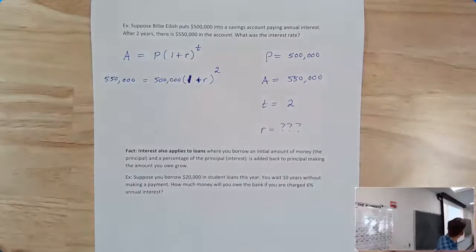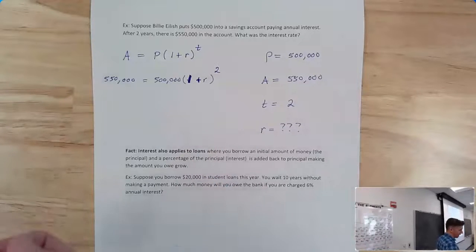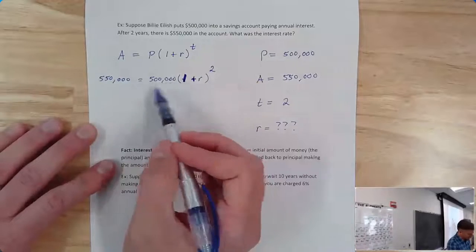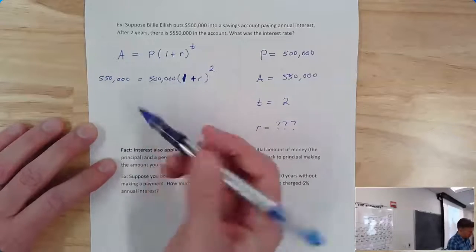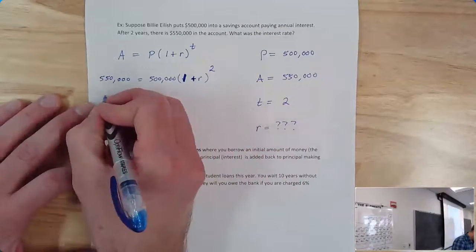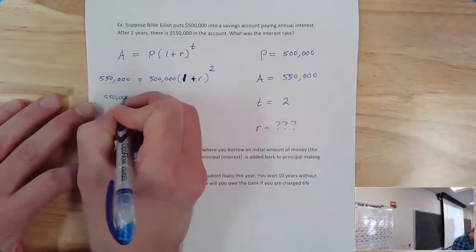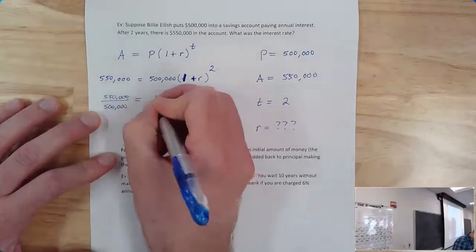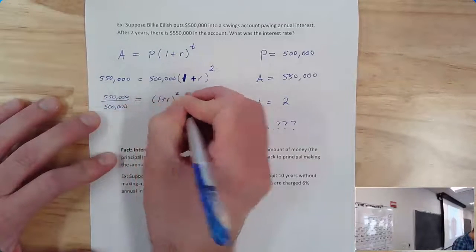Okay. So what are we going to do first to solve for this? Divide, multiply, add, subtract. We're going to divide by that coefficient there. Even though there isn't a variable in the exponent, almost all the time, if you've got something multiplied by some other stuff, that coefficient is a problem. So if we divide 550,000 by 500,000, we'll end up with 1 plus R squared.